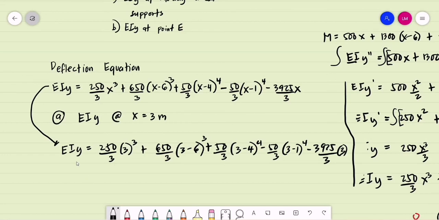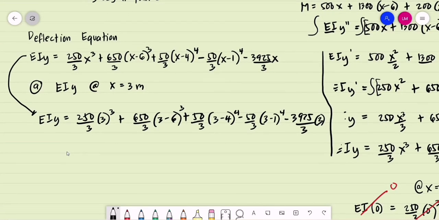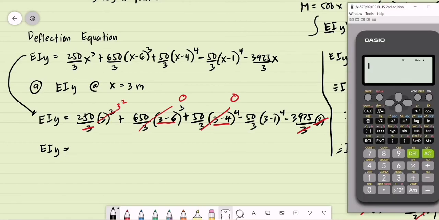So we may simplify some of these terms. This is 3 cubed. Let's say this is now 3 squared, if we cancel the denominator. Again we have this term, 3 minus 6 is negative 3. If we have that negative, we neglect this term, so as good as 0. The same with this one. 3 minus 4 is negative 1. That is the same as 0. Then we may cancel the 3, 3. So we have the equivalent of EIY at x is equal to 3.